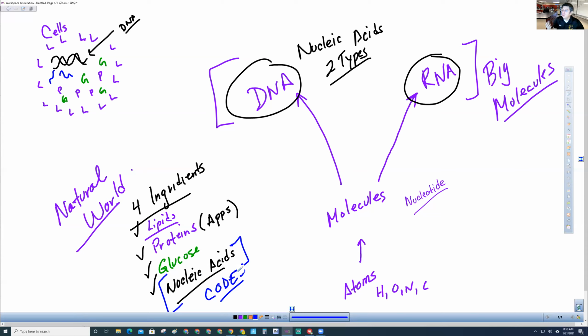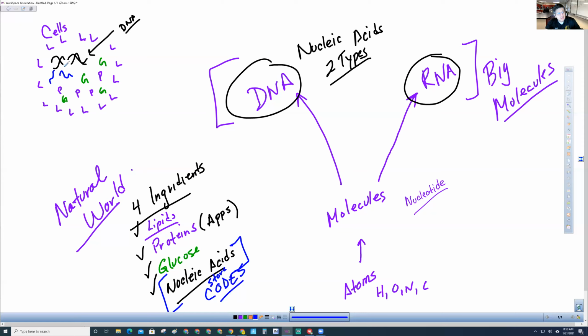If we take the hard drive out of a computer, or we take the memory card out of the cell phone, then it doesn't have anywhere to store the codes. So nucleic acids store the codes, right?